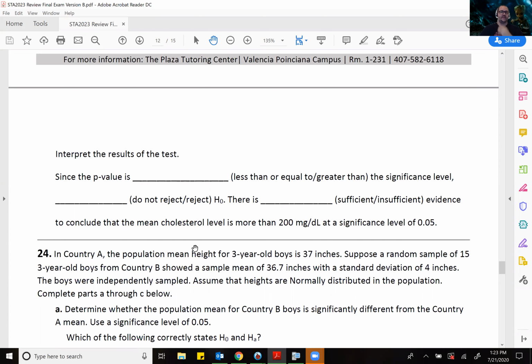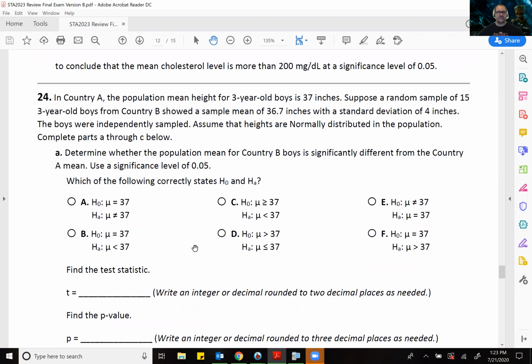So it says in country A, the population mean height for 3-year-old boys is 37 inches. Suppose a random sample of 15 3-year-old boys in country B showed a sample mean of 36.7 inches with a standard deviation of 4 inches. The boys were independently sampled. Assume they have a normal distribution. Complete the rest of the information.